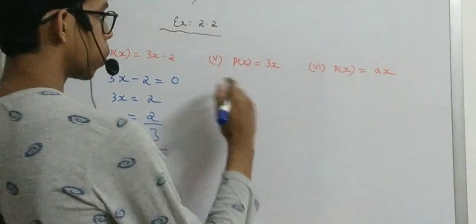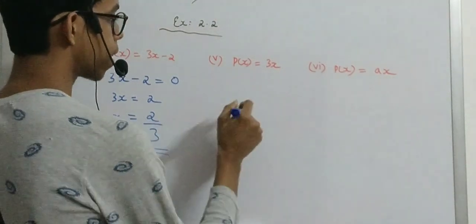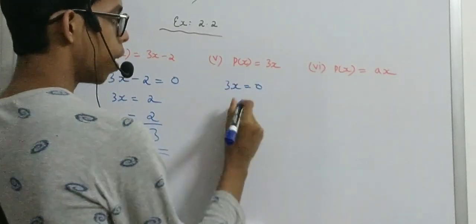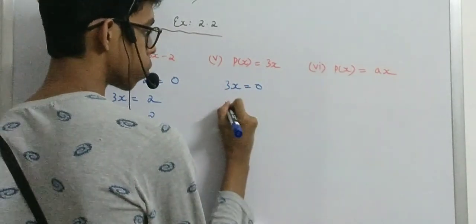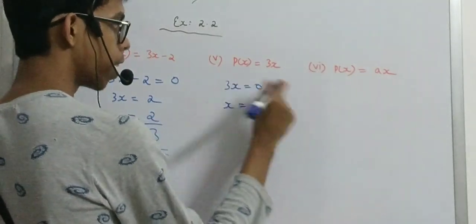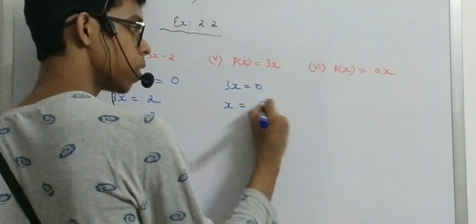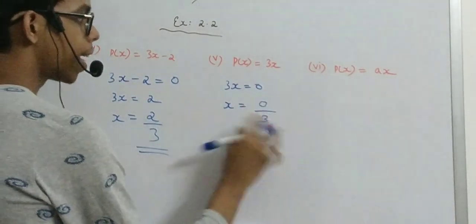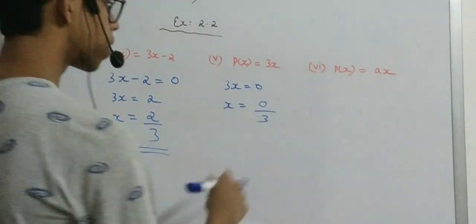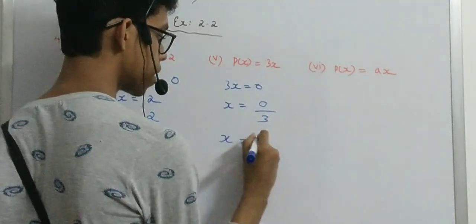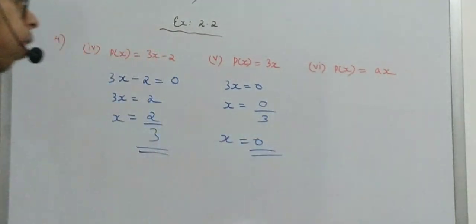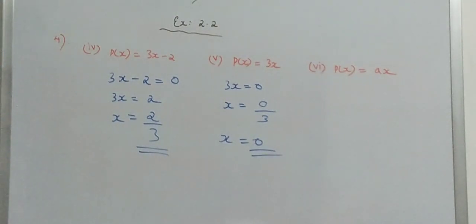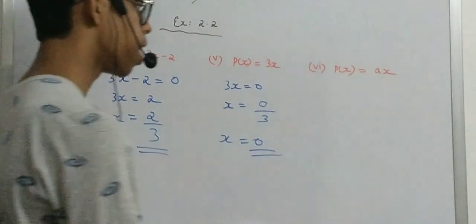Okay, now the next one is P of x is equal to 3x. So here also we know, equate 3x is equal to 0. Then keep x over here and bring the other things to the other side. So x is equal to, multiplication when it goes to the other side becomes division, so 0 by 3. And we know that 0 divided by any number is always equal to 0. So x is equal to 0. So this is the 0 of the polynomial. X is equal to 0 is the 0 of the polynomial.